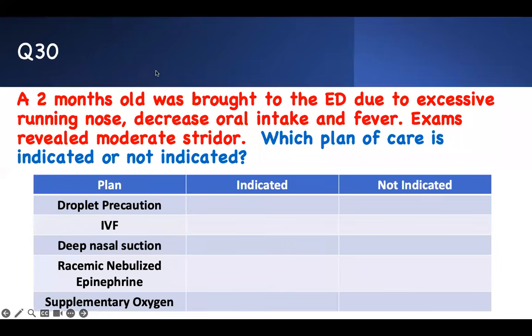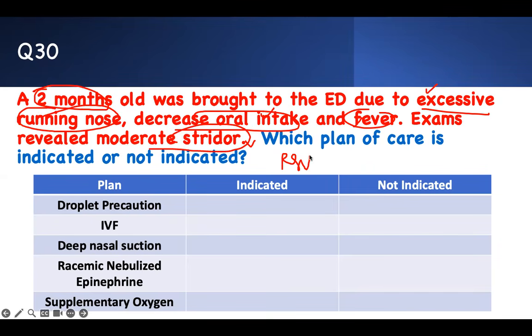Next question. Which plan of care is indicated or not indicated? A 2-month-old was brought to the emergency room due to excessive runny nose. I told you when you see a case, look for clues. Excessive runny nose, and it's a 2-month-old. There's a reason why they give you the age. Decreased oral intake, no eating, and fever. Exams reveal moderate stridor. Which plan of care is indicated? So runny nose, can't eat, fever, and stridor. What do you think? This is RSV, respiratory syncytial virus infection, based on the age, 2-month-old.